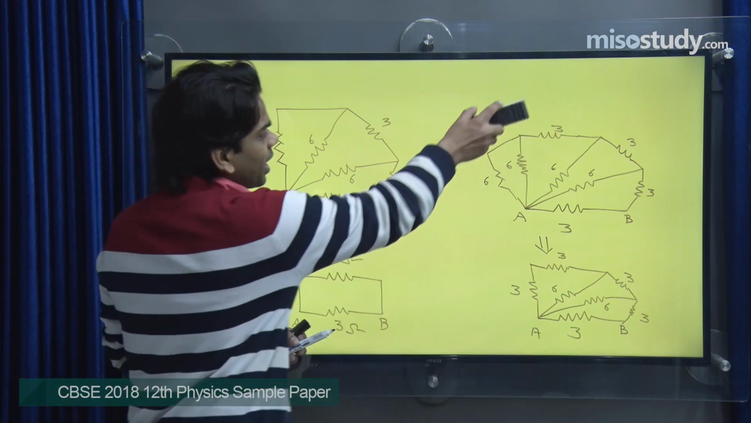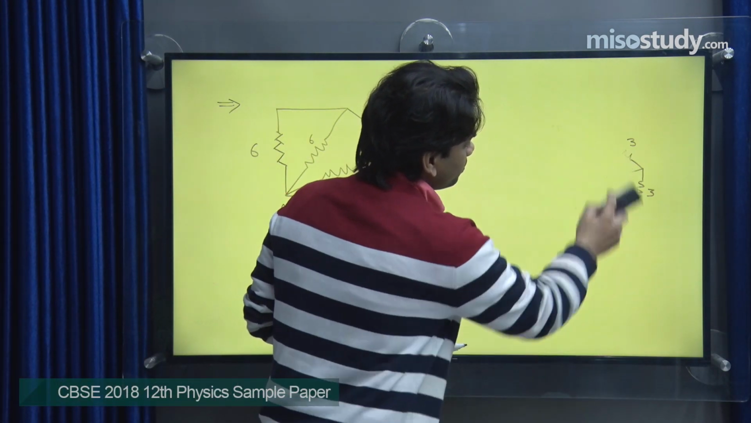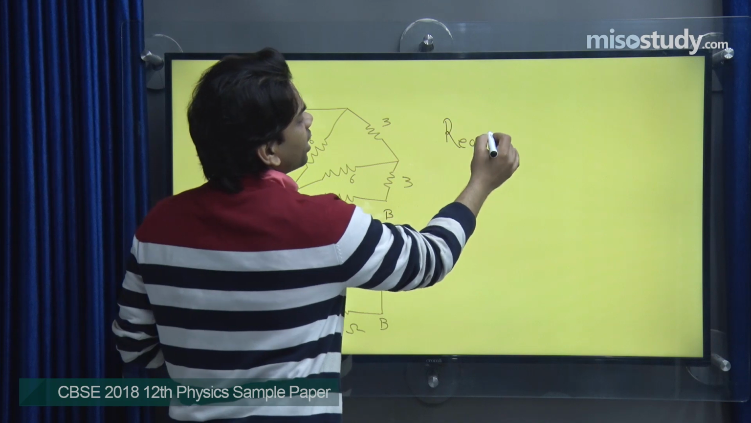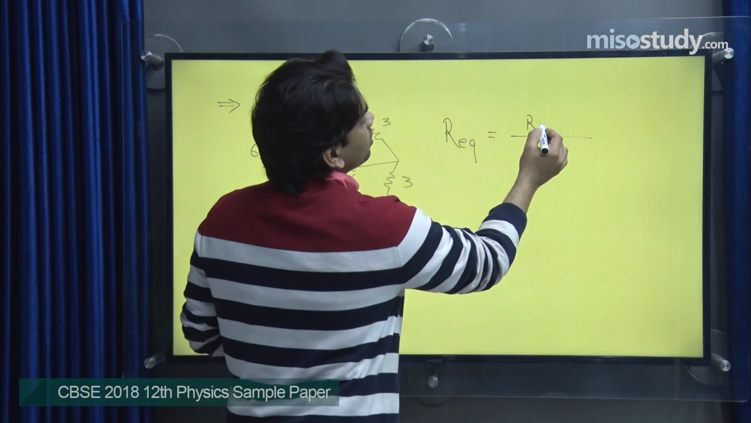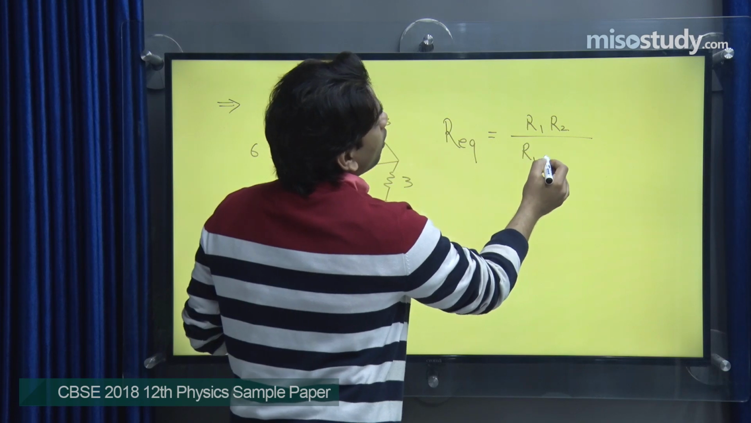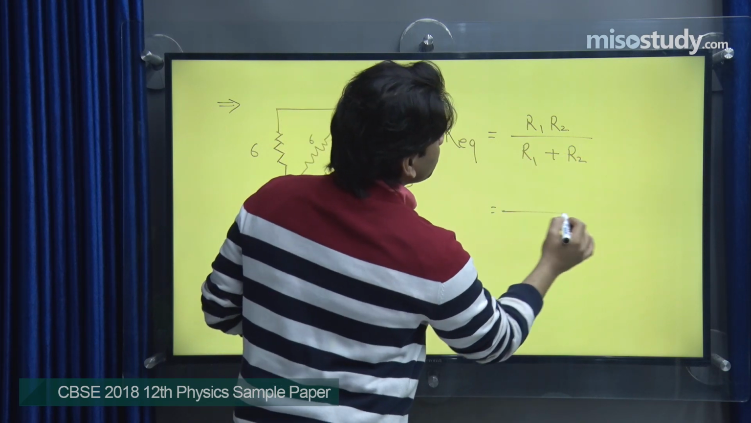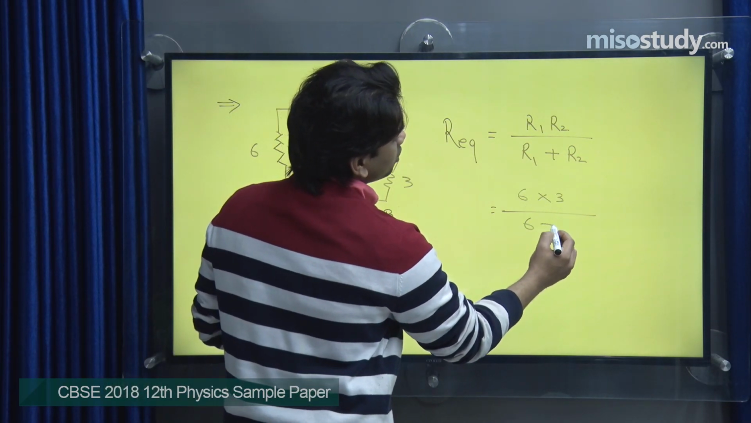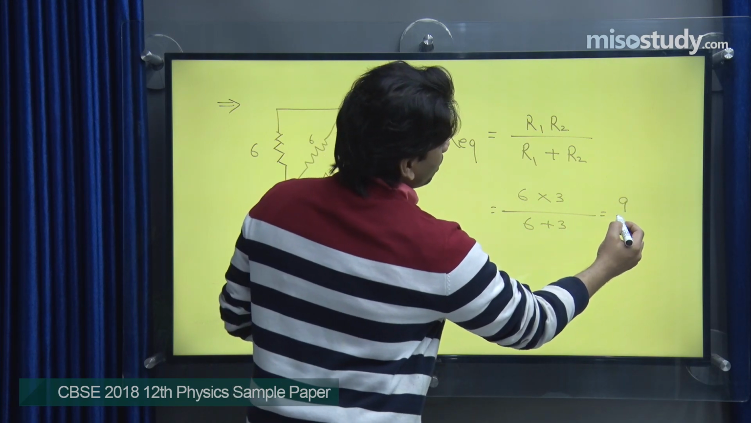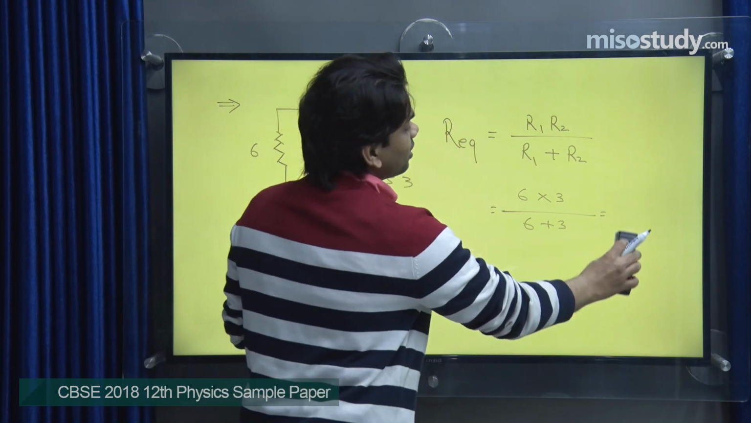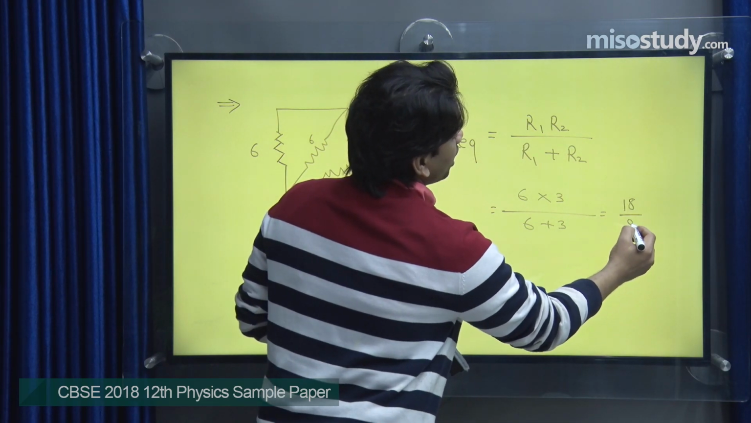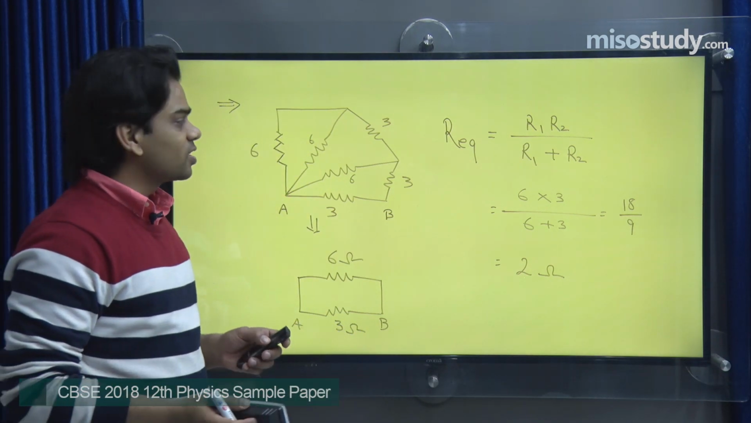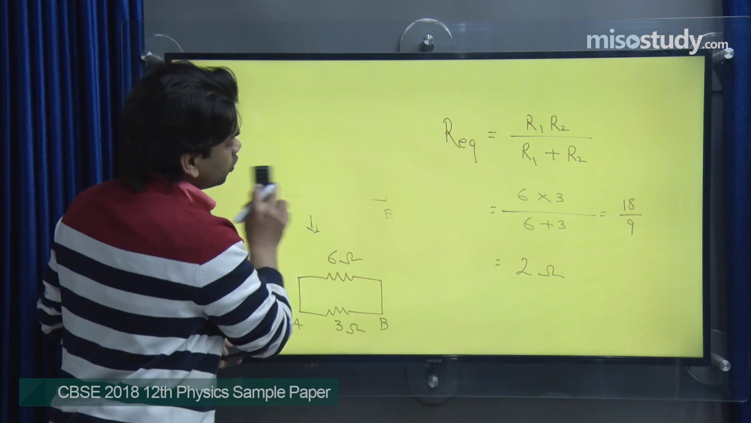What I'm going to do, I'm going to rub this diagram. Hope you have taken down the equivalent resistance. We know two resistors connected in parallel, their resultant is R1 R2 upon R1 plus R2. So apply this formula. R1 is 6, R2 is 3. So 6 into 3 divided by 6 plus 3, that is 6 into 3, 18. 18 divided by 9, that is 2 ohm. So the equivalent resistance of this connection comes out to be 2 ohm.